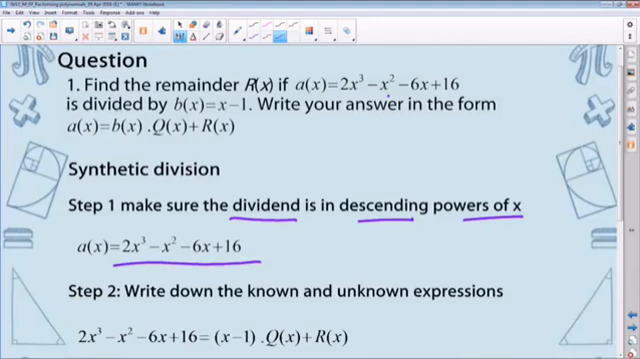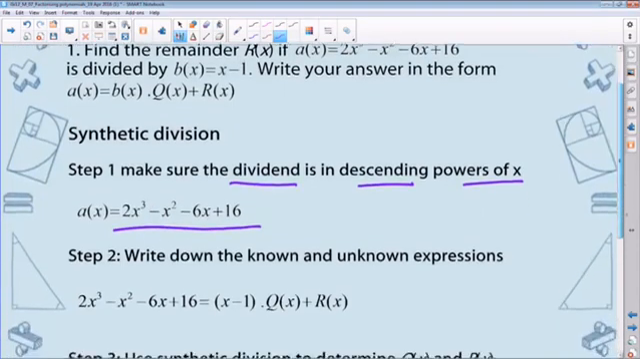If there was a term of x missing, say there was no x squared term, then what you would put in is a 0x squared. So you must always include that variable with its power, even if it's not there. But here we've got each of those variables with their powers and their coefficients, so we make sure it's in descending powers.